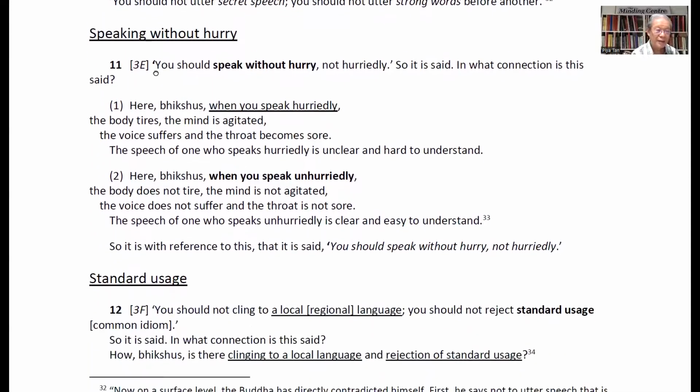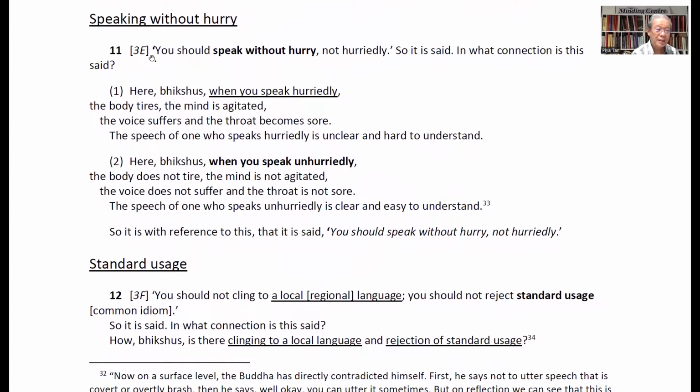Nearing the end already, no? Speaking without hurry. You should speak without hurry, not hurriedly. So it is said. In what connection is this said? Here, bhikshus, when you speak hurriedly, the body tires, the mind is agitated, the mind is troubled. The voice suffers and the throat becomes sore. The speech of one who speaks hurriedly is unclear and hard to understand. So this is quite straightforward. Basically, the Buddha says, speak gently.